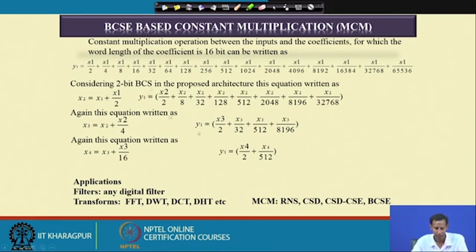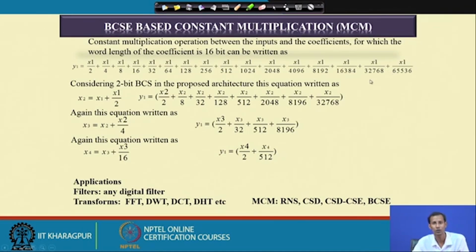Here you see, as I am considering 2-bit, this 16 numbers has reduced to 8 now. If I take 4 terms common over here, then it will become 4 terms. For doing this 4, I need 3 adders, and then again I need another 3 adders. So in total, 6 addition operations I require at that time.